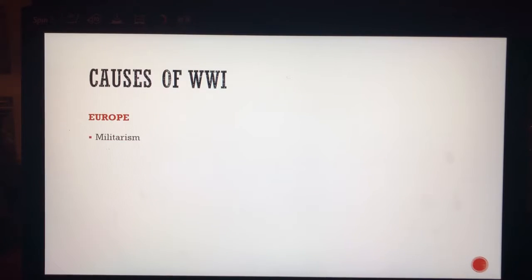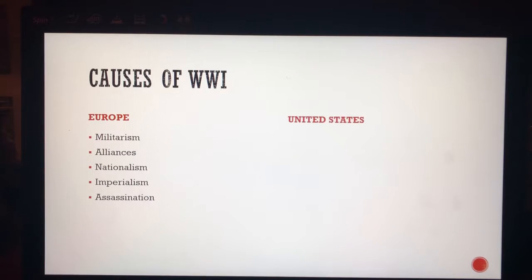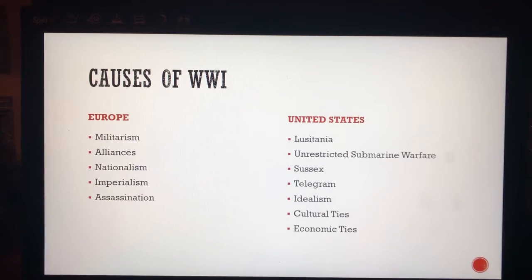So we see the causes of the war. We talked about this earlier, that the war was caused because of militarism, alliances, nationalism, imperialism, and assassination. However, the U.S. reasons were a lot different. We remember the acronym LUSITANIA: Lusitania, unrestricted submarine warfare, the telegram, idealism, cultural ties, and economic ties to the Allies. It is these things that bring the U.S. into the war.